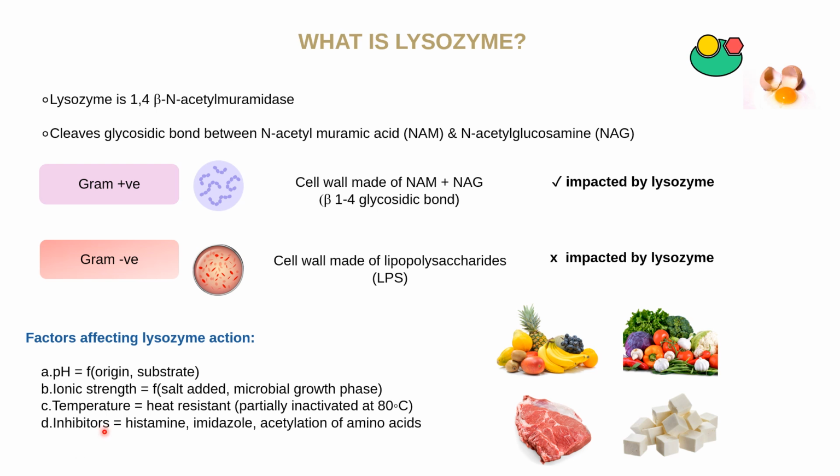Third is temperature. Lysozyme is considered one of the most heat-resistant globular proteins that we know today. At temperatures as high as 80 degrees Celsius, it's only partially denatured. It only unwinds to reveal its tertiary and secondary structure. It does not unwind completely to yield a linear polypeptide chain. Finally, inhibitors like histamine and imidazole can hamper lysozymal activity. Along with that, certain post-translational modifications like acetylation of amino acids can impact lysozymal activity.